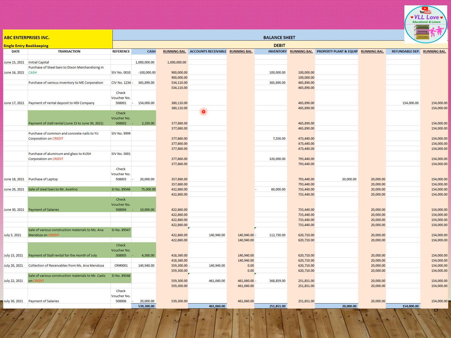Can you follow? Okay. So to continue, we have payment of store rental in the amount of 2,250. So again, this is a reduction, and the running balance will be reduced in this amount, and so on and so forth. So what I've discussed is the cash account, and the other accounts you can check after this discussion.